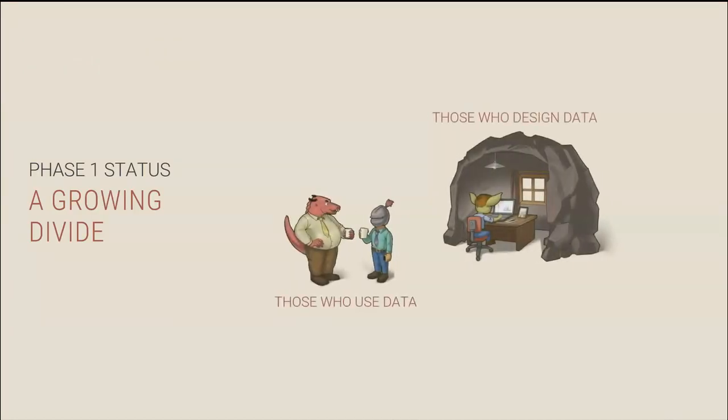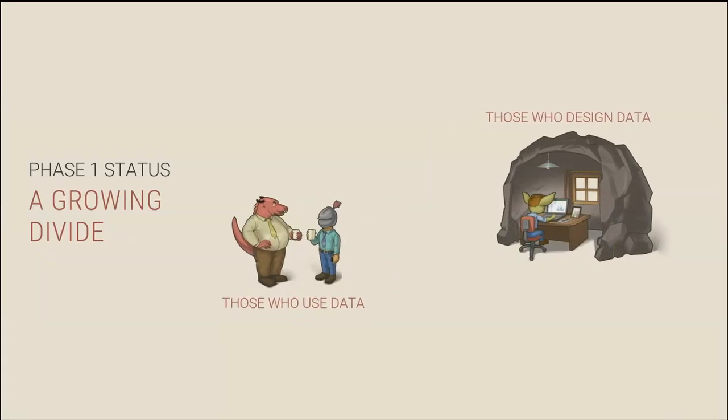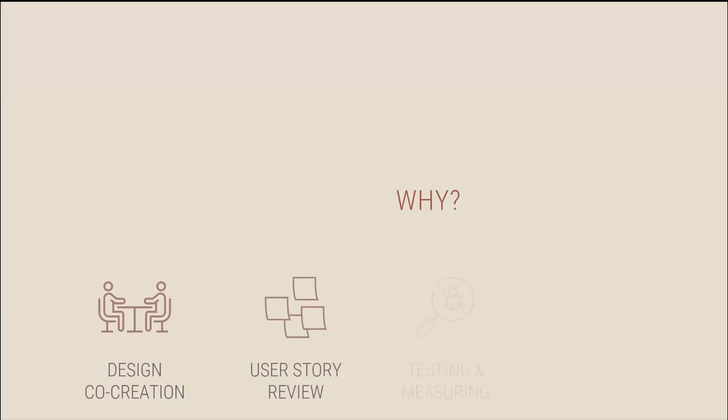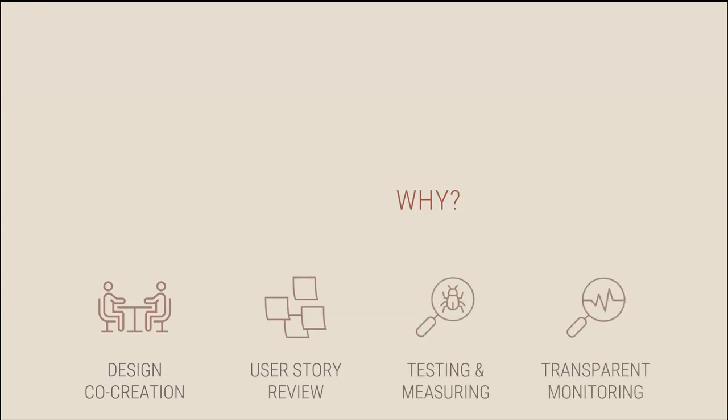What they are observing is a growing divide between those who are using the data and those who are designing the data. And the question that they're posing now is why? Why is this happening? We did everything right. We interacted with the users. We set up all these things. We did design co-creation, user story review. We tested and measured. We have transparent monitoring. So why is this happening?